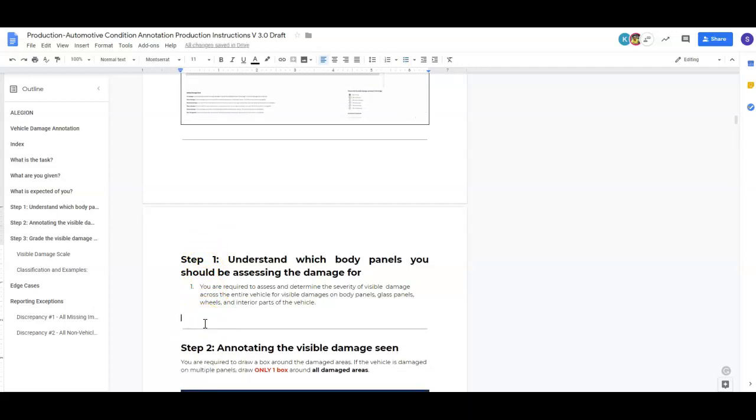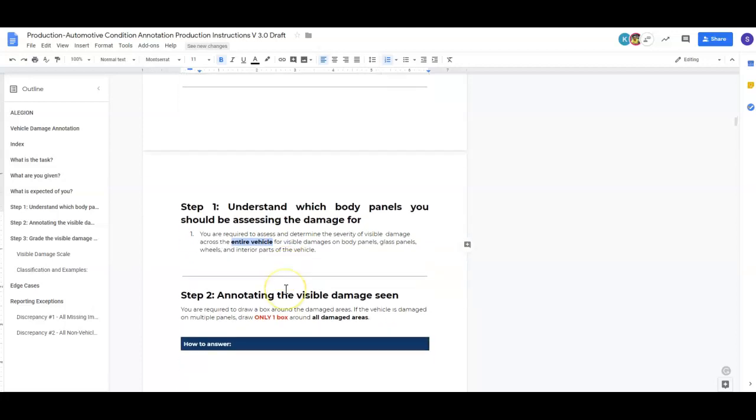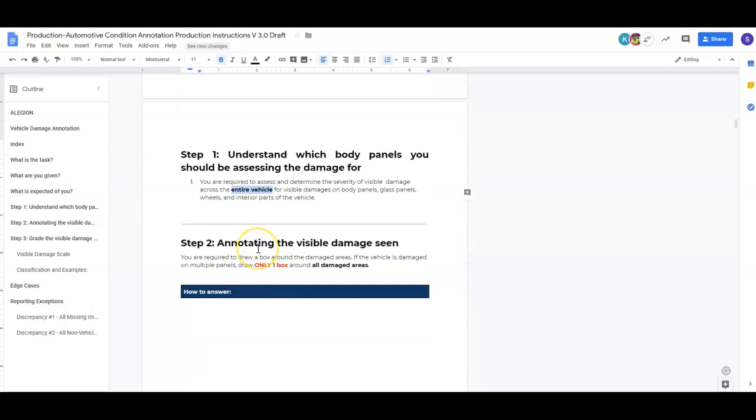Because you have worked on this task before, the daily automotive condition, I am expecting you to be able to know all the body parts of a vehicle. Again, you are required to assess the whole vehicle, the entire vehicle. That is the key word here. Your assessment is based on the entire vehicle. Of course, the entire vehicle means the visible parts of that vehicle. Make sure. All right, now annotating the visible damage seen.